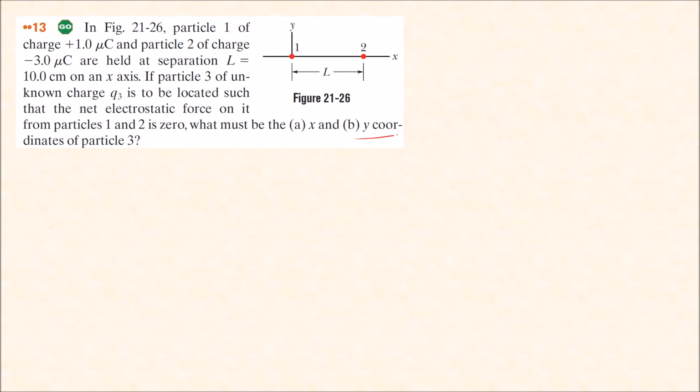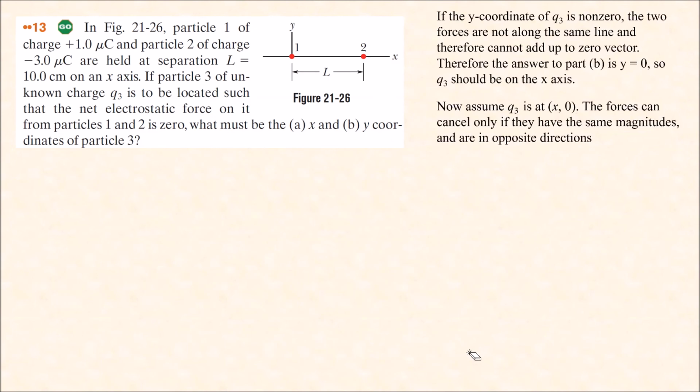If two forces are to balance each other, they have to be on the same line. But if particle 3 is not on the same axis, these two forces cannot be on the same line. So the y coordinate should be equal to 0. That is not by calculation, it is by inspection, okay? But what about x? Assume that Q3 is at (x, 0), on the x-axis at position x. The forces can cancel only if they have the same magnitude and are in opposite directions, okay?